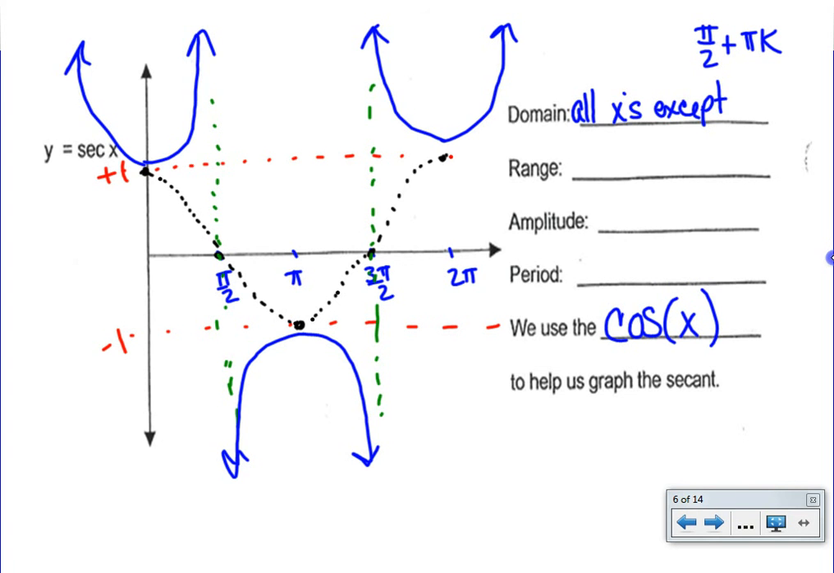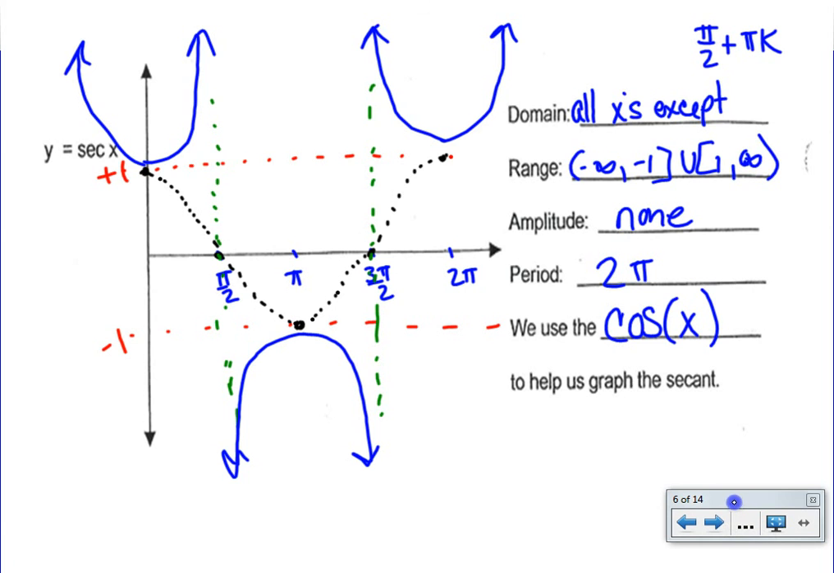Okay, range. Tell me about my range. Good. Negative infinity to negative 1, union 1 to infinity. Very good. Okay, amplitude. What do you think about this one? None is the correct answer. And period should be the same. Yep, 2 pi. The union means it jumps, because it would not include any of these items in the middle.